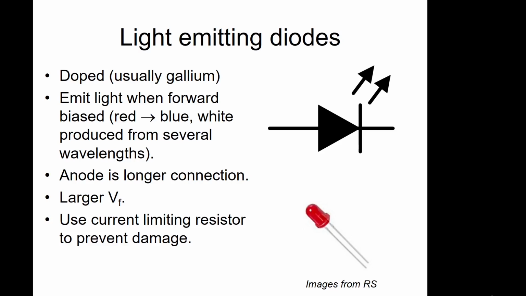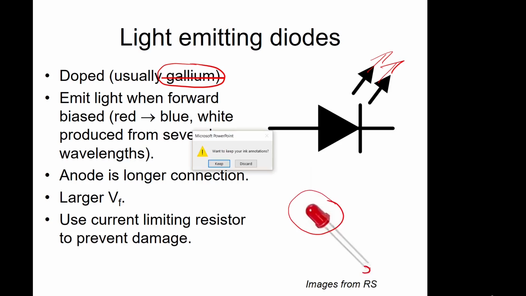Light emitting diodes, a special kind of diode. It's a normal diode that's doped with usually gallium. And when you pass current through it, it emits photons. So you're getting photons emitted, so it's emitting light. This is what an LED looks like. So you're all probably familiar with LEDs. The anode is the slightly longer contact.